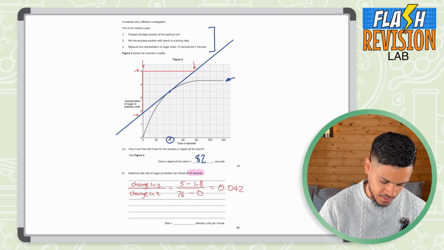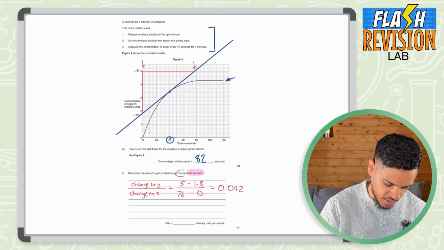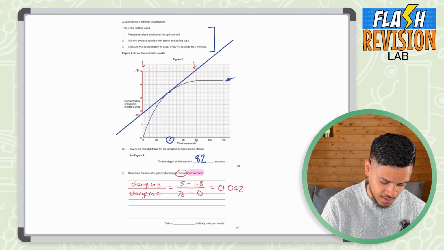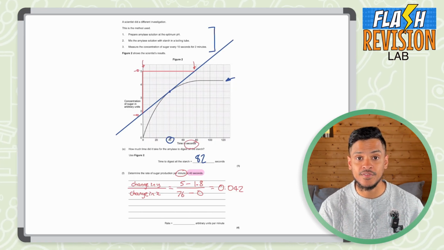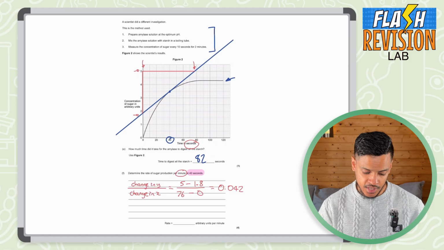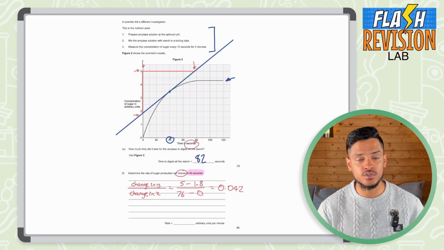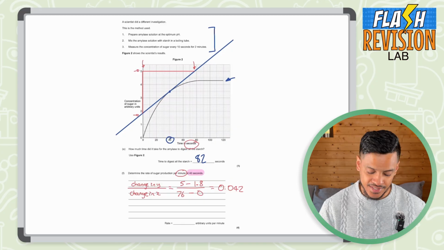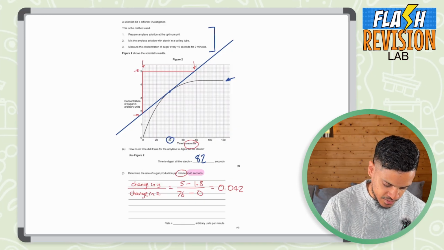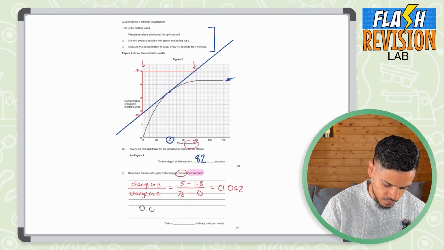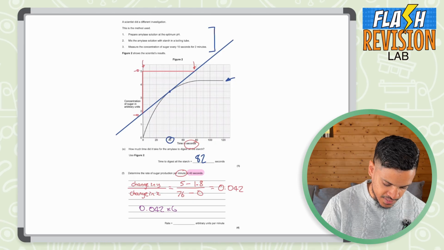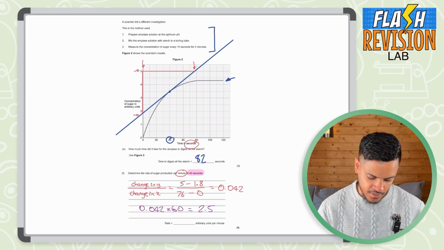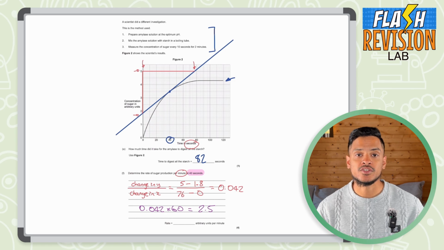Why is that? Because it specifically says per minute. What we've done here is per second because the graph is in seconds. We need to convert that into per minute. So if it's 0.042 per second, per minute is going to be much bigger. There's 60 seconds in a minute. So that's going to be 0.042 times by 60. And that gives an answer of 2.5 arbitrary units per minute. So that's your answer there.